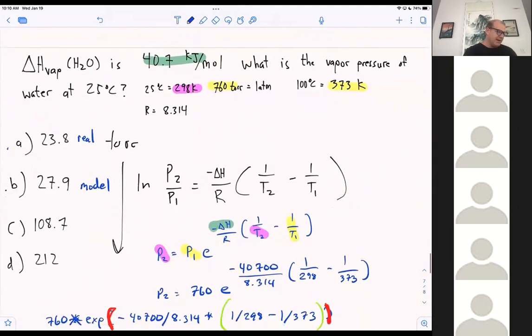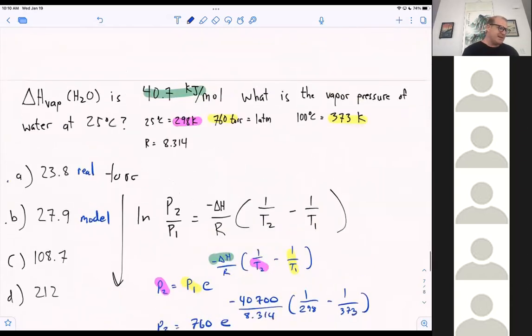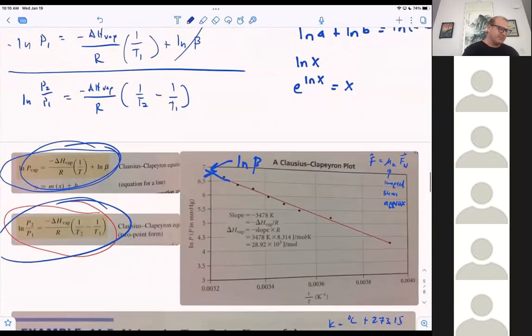And I wanted to also tell you that that's one of the things about using a semi-empirical model. So if you were to go to the laboratory and measure the vapor pressure of water at 25 degrees Celsius, it's going to be 23.8. But if you use the Clausius-Clapeyron relationship and you calculate it, it's 27.9. So, oh wait, why isn't it exactly the same? These are not exactly the same because of the model.